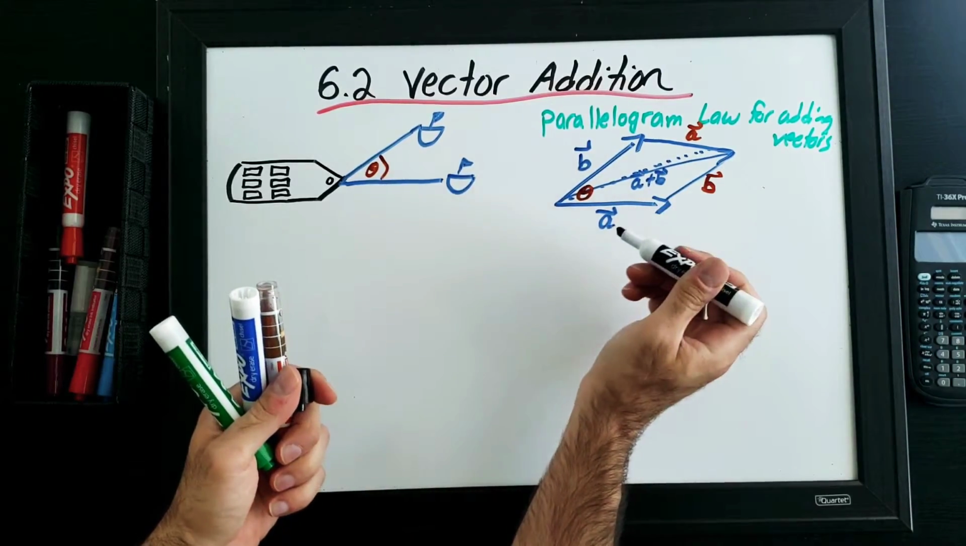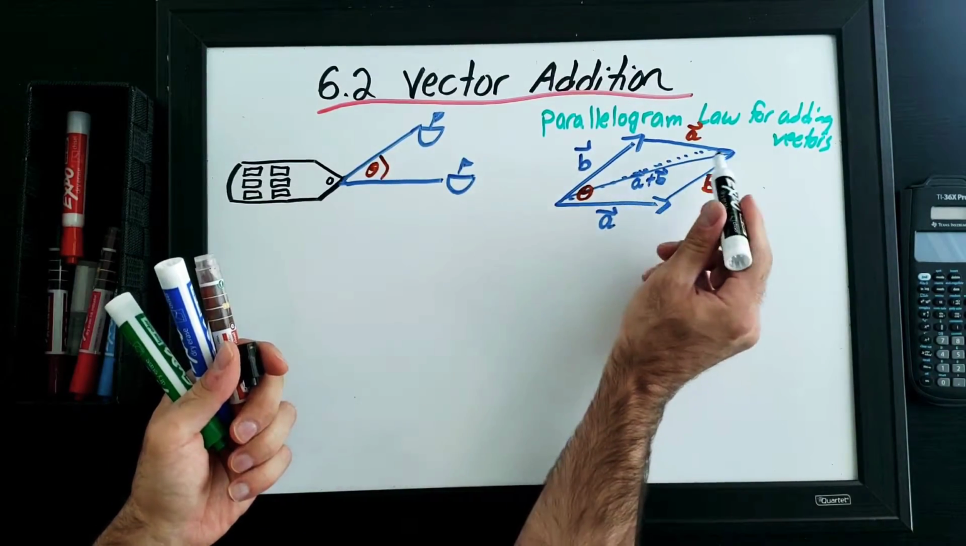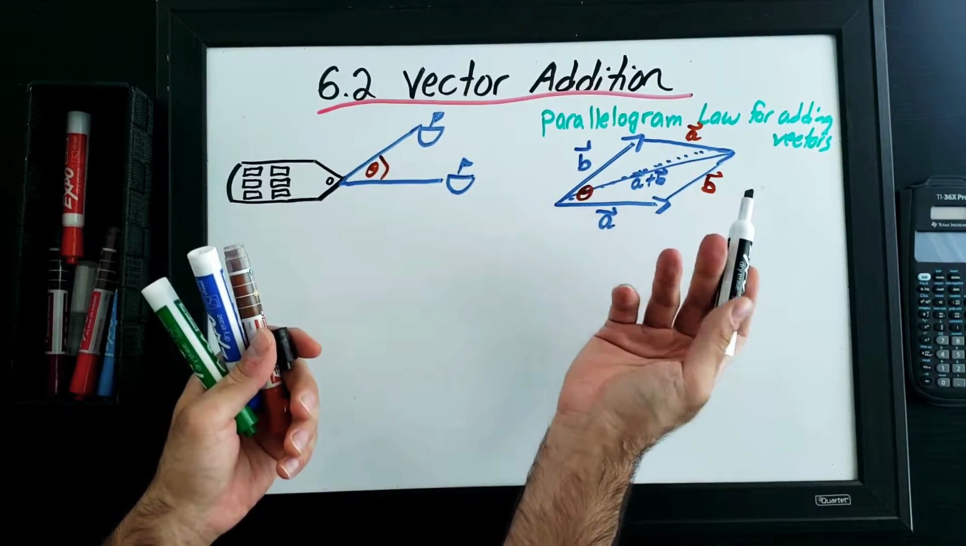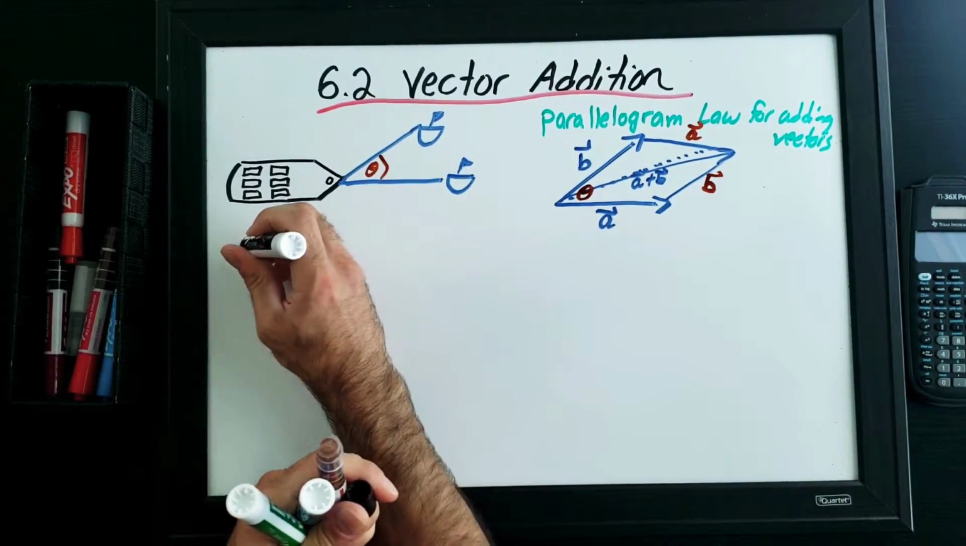And really, you can just imagine a triangle here. There's parallelogram law, but really what we're doing is we're creating a triangle. So you don't really have to imagine a parallelogram. If you do the triangle, it's half the work. So, example.